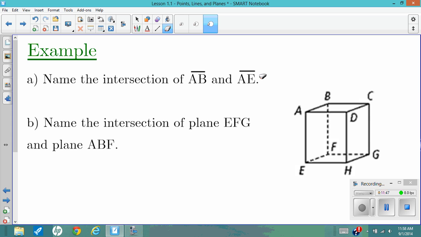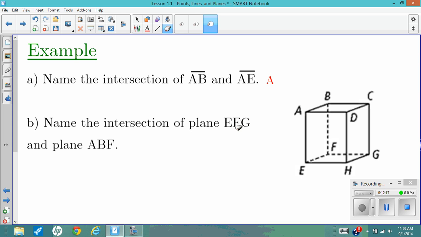Okay, this is the last example. Again, pause the video, answer the questions, and then wait for the answer. So we're looking for the intersection of segment AB and segment AE. They're segments. These are parts of a box, so they don't go on forever. They're segments, not lines. And AB and AE intersect at point A. Notice that both of the names have the letter A in it because they share that 1 point in common.